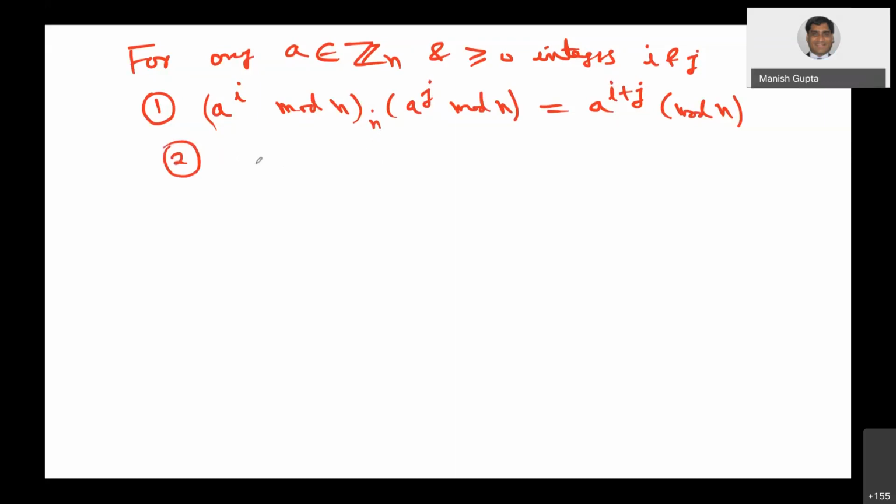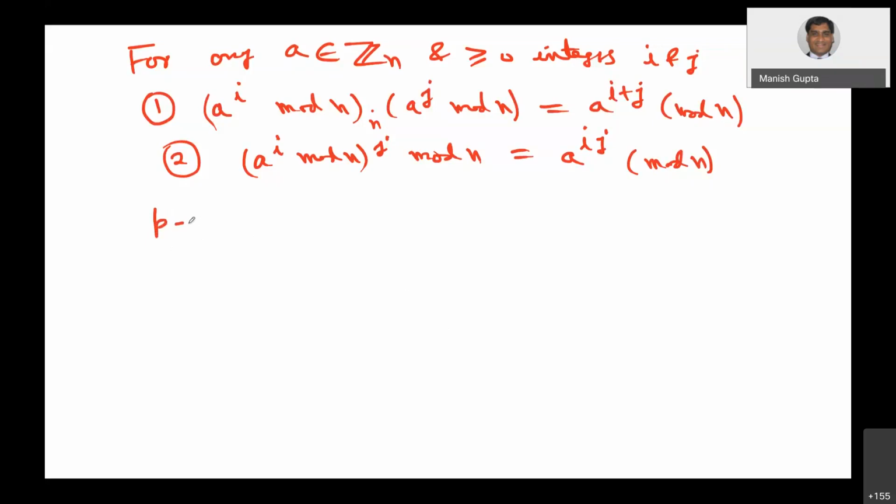Second, a raised to i mod n, raised to power j mod n, is the same thing as a raised to power ij mod n. These are two important results, I mean calculations, which are fairly straightforward to verify, and it's obvious actually. Now let me give you one example, and from that observation we will arrive at a result.